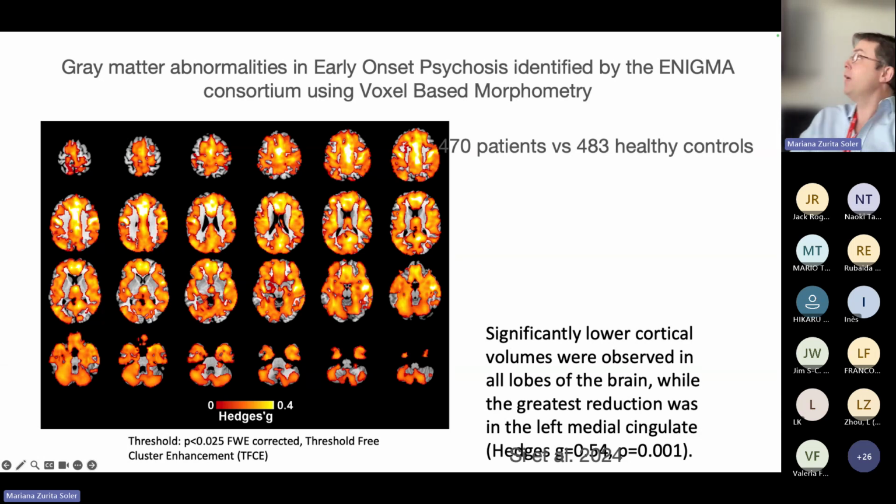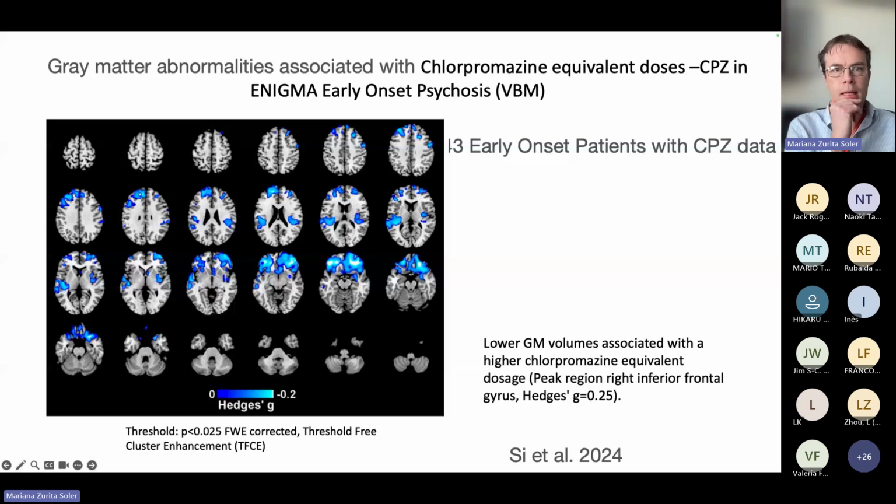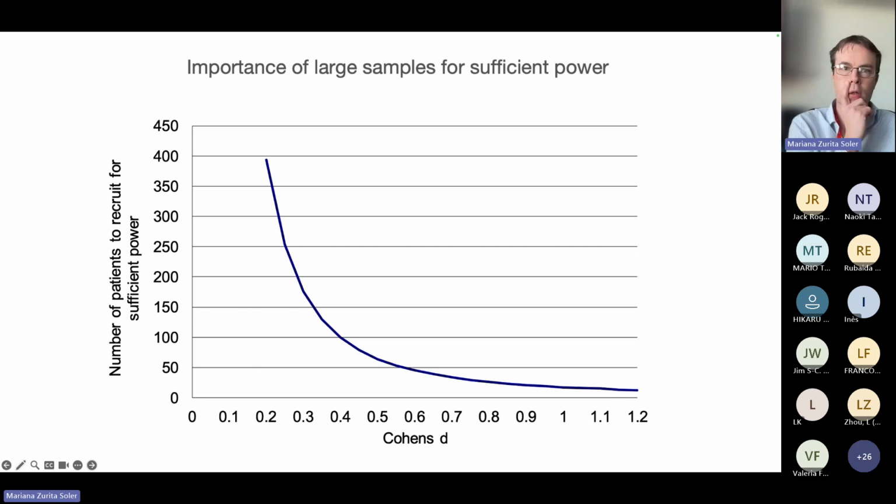And we saw the largest effect size, again, sorry about the formatting, it's 0.54. We also looked at the effects of medication, chlorpromazine equivalents, and in these patients we saw a reduction, particularly in the orbitofrontal cortex. I should say all these findings are corrected for multiple comparisons, so they're quite robust. And that was published in Molecular Psychiatry by a PhD student, Shijing Si, for her PhD.